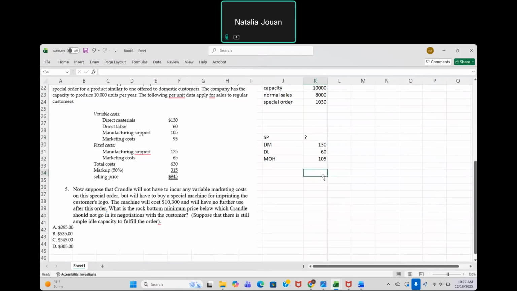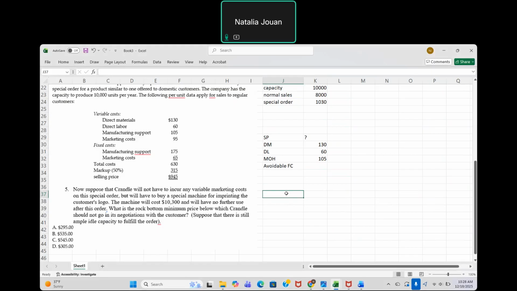So now we have one less cost from the previous scenario. We're not going to have marketing costs, but we are going to have avoidable fixed cost. What is the avoidable fixed cost? It's 10,300. Why is it avoidable? Because we will only spend 10,300 if we provide the special order. So how much is the avoidable fixed cost per unit?